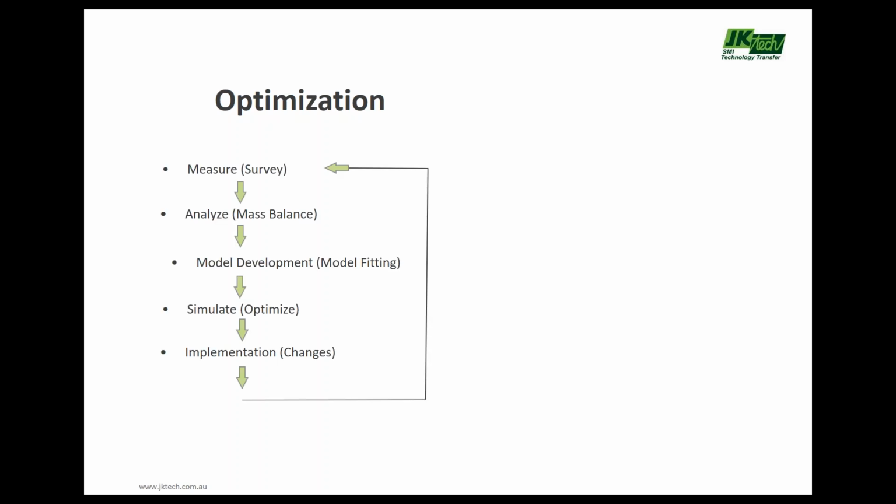There are two major things that we can do with JKSimMet. We can optimize existing comminution circuits, or we can design new comminution circuits. The path to follow when optimizing an existing comminution circuit is as follows, as you can see on the screen. We first need to measure, which means conducting a survey. We then analyze the data that we collected, which includes running a mass balance. Then we do model development, and then we calibrate the model, and then we use the model to predict performance for any changes that we want to simulate.